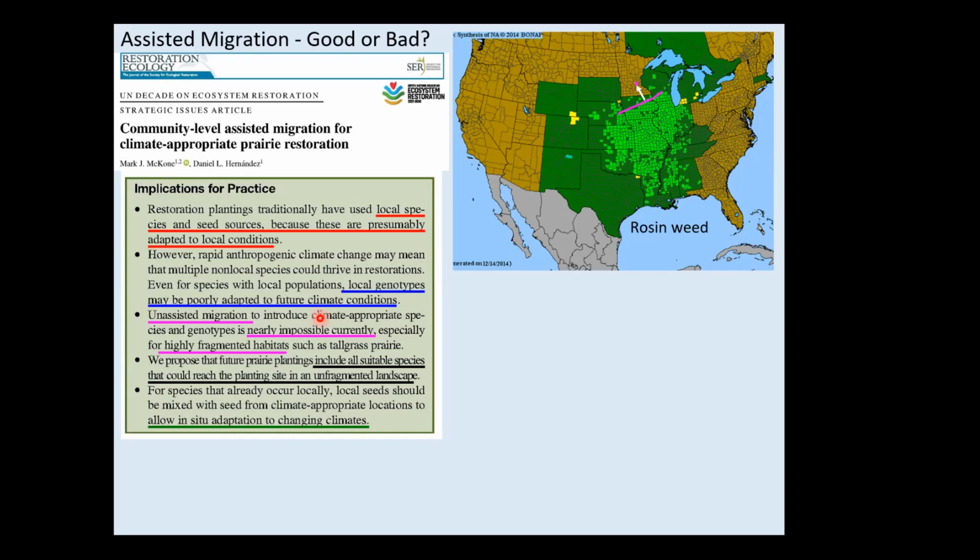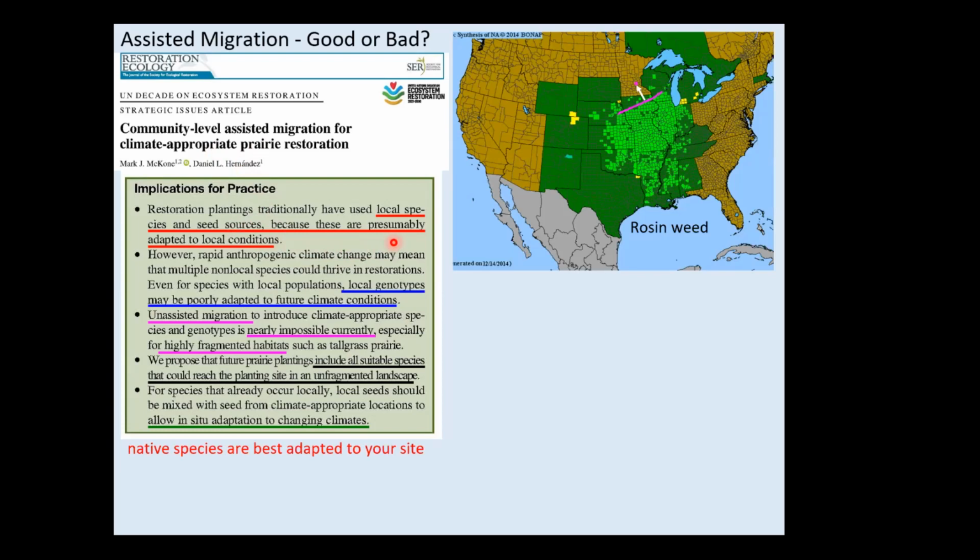But this is sort of the nuts and bolts of what they say in this paper here. They say that local species and seed sources are traditionally used because they are presumably adapted to local conditions. Bingo, you're right. Yes, native species are the best adapted to your site. That's why we want to use native species. And that's why we should not be doing this, because you're bringing in species that are not native.